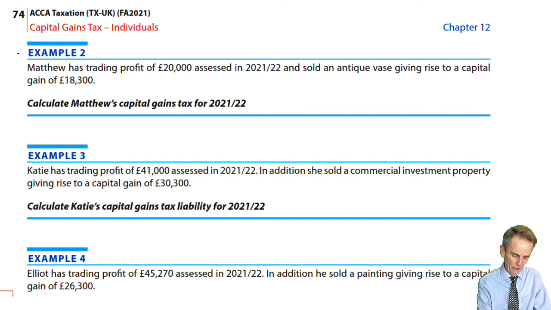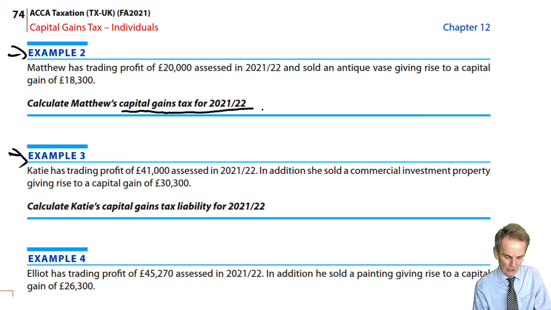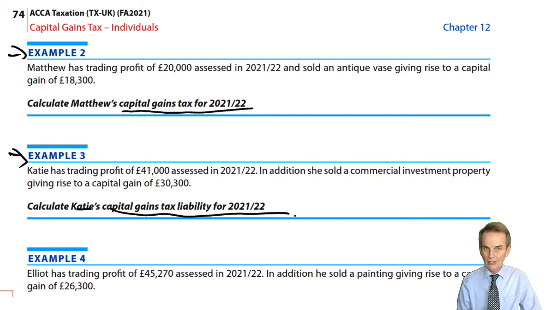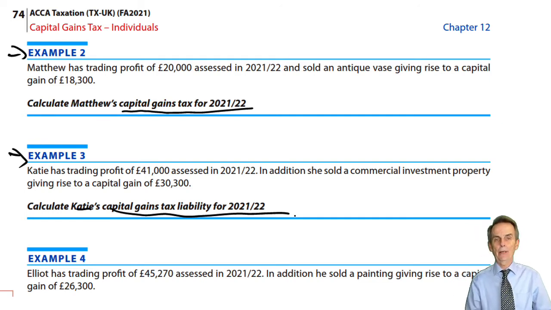We have examples 2 and 3 here to practice on, and in each case it's a tax liability that needs to be computed. We want for Matthew to begin with the CGT for 21-22, and then for Katie the CGT liability also for the 21-22 tax year. Our tax year for the exams coming up in June 22 through to March 23. So what are we told firstly in example 2?